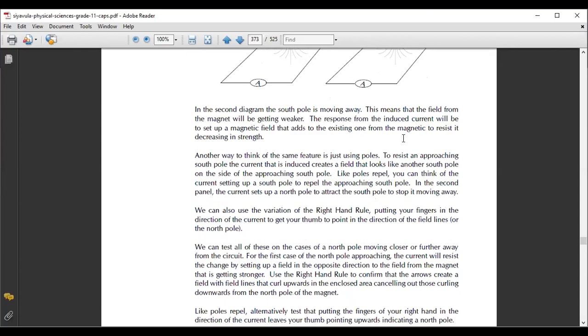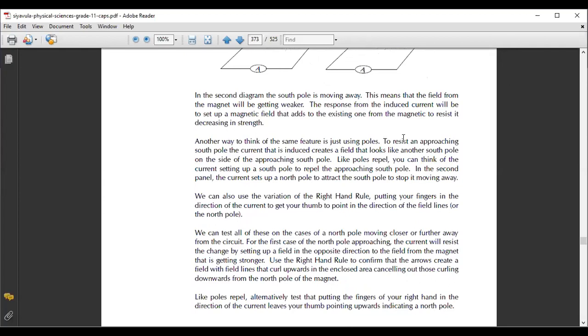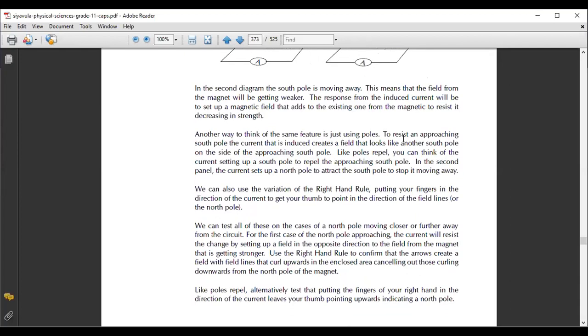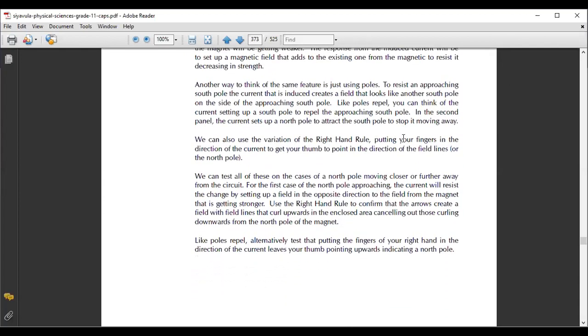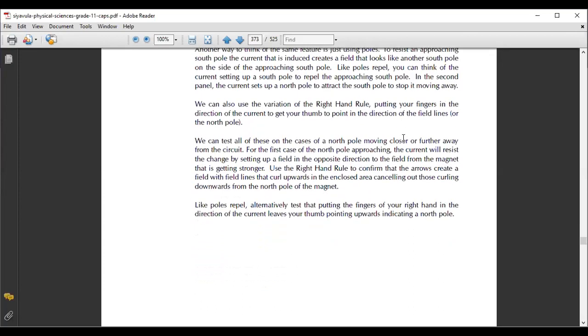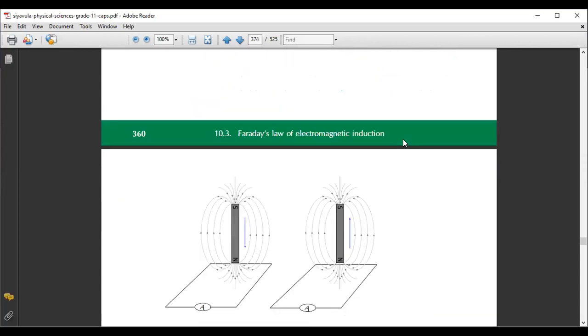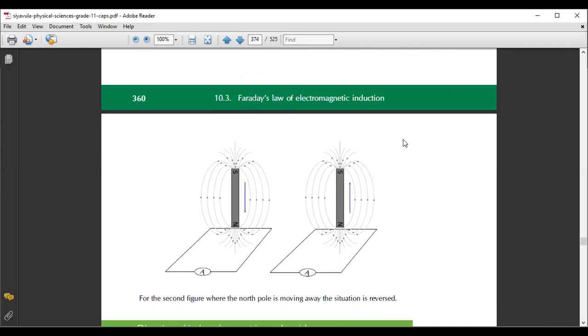So we can test all of these on the cases of a north pole moving closer or further away from the circuit. In the first case of the north pole approaching, the current will resist change by setting up a field in the opposite direction. So like poles repel. Alternatively, test that by putting the fingers of your right hand in the direction of the current, which leaves your thumb pointing upwards, indicating that it's a north pole, okay?